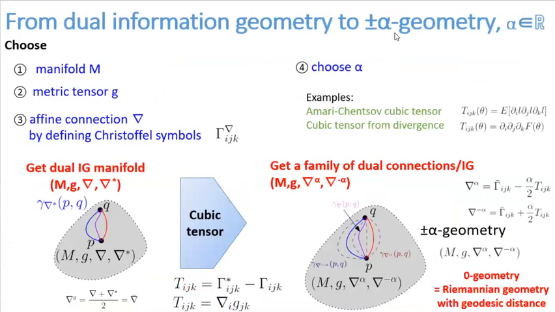So once we have a pair of connections like that, this is my last slide, right? You choose 3 things and you get that. But somehow you got more. You got a 1 parameter family of dual structures once you do that. Because what you can do is compute something called the cubic tensor, or Amari-Chentsov cubic tensor, and from that you can derive other pairs of connections, which are called the alpha connections, plus and minus connections. So basically, if you have 1 dual structure, you have a family of dual structures, and these are called the alpha geometry. And when you have the 0 geometry, it is called Riemannian geometry.